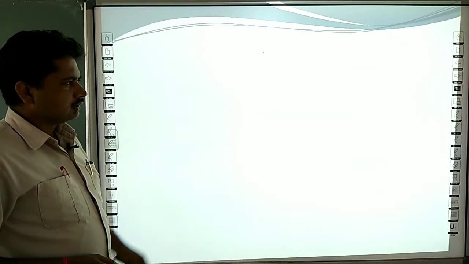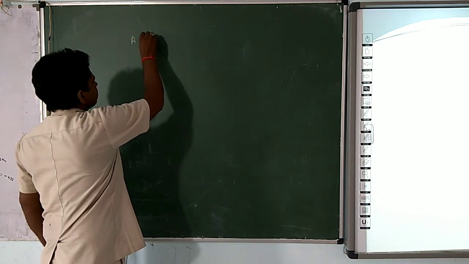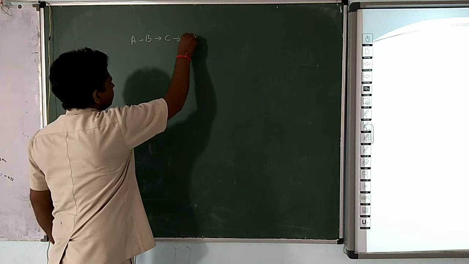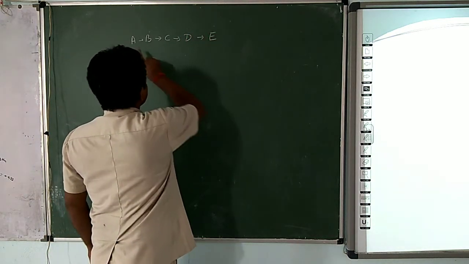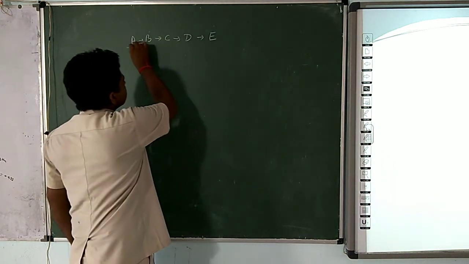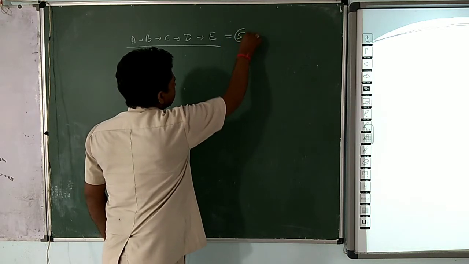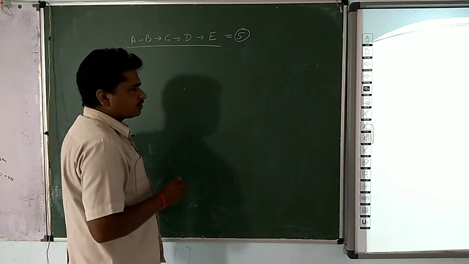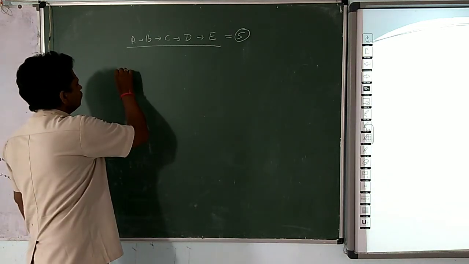Now see on the green board. A, B, C, D and E. 1, 2, 3, 4, 5. Here you find that the number of teams is 5, which is an odd number. That's why at the very first place of the cyclic method fixture we use a bye.